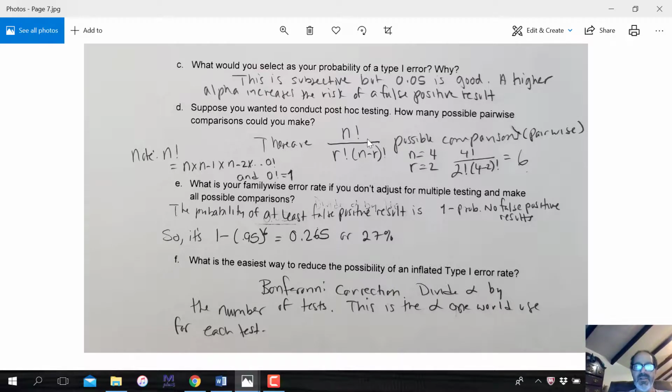So how many possible comparisons do we have? In this case we have 4 groups, and we're comparing them 2 at a time. So n is equal to 4. It's 4 factorial divided by 2 factorial times 4 minus 2 factorial. We end up getting 6, right? This is kind of easy because 4 factorial is 4 times 3 times 2 times 1. 2 times 1 is the same as 2 factorial, so those cancel out. So you get 4 times 3 is 12, divided by 4 minus 2, which is 2 factorial, so 2 times 1 is 2. 12 divided by 2 is 6.